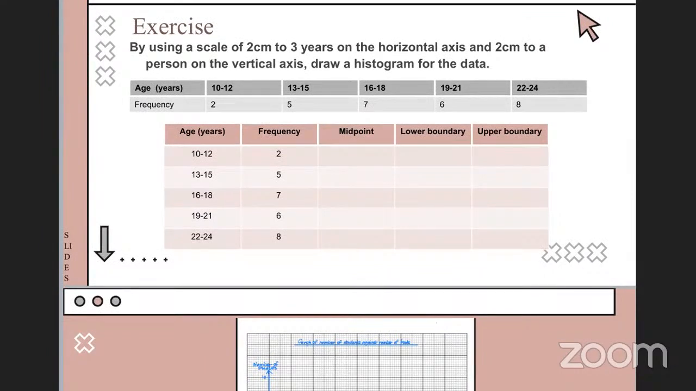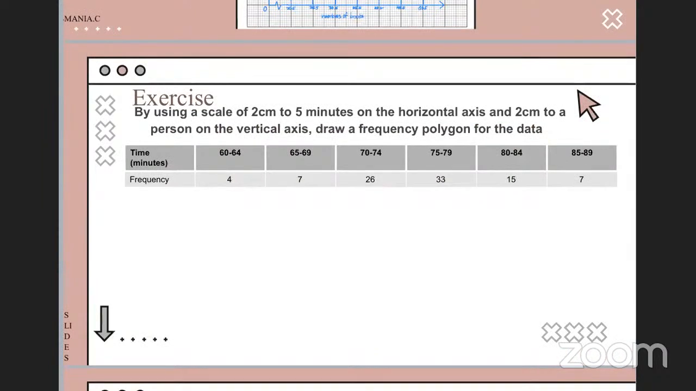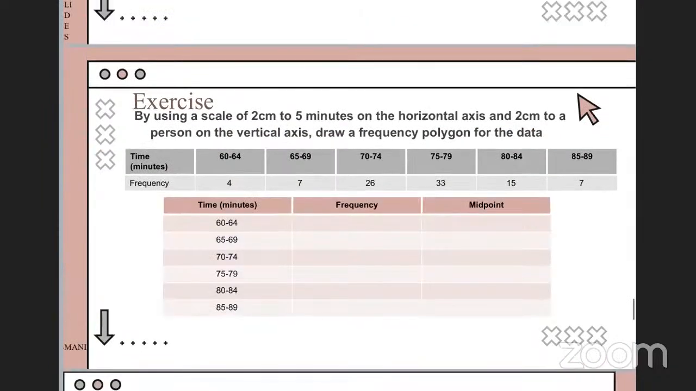Okay, now we have to move on to the next one. Yeah, this one will be the correct one for the frequency polygon. You just have to find the frequency and the midpoint. I think the frequency will be the same, but you have to take some time to find the midpoint. So I think 2 minutes will be enough. I just filled in the frequency for you all.